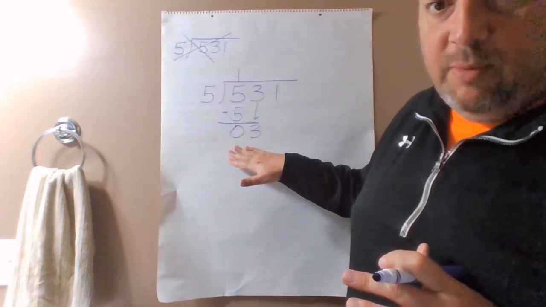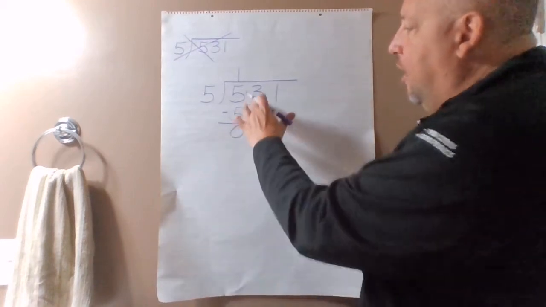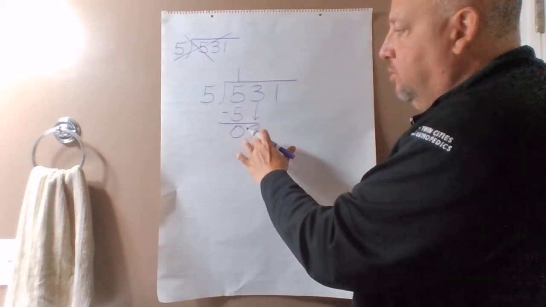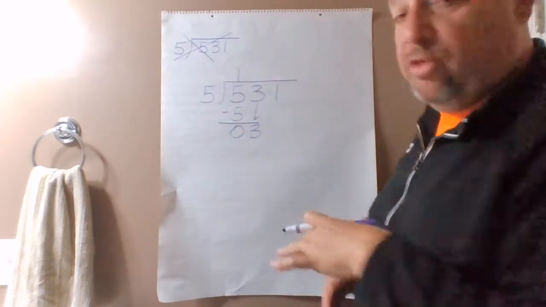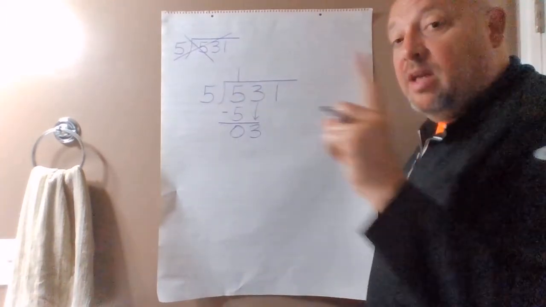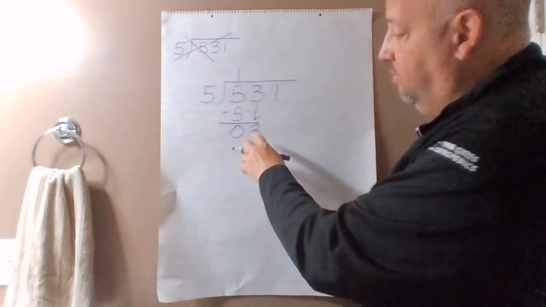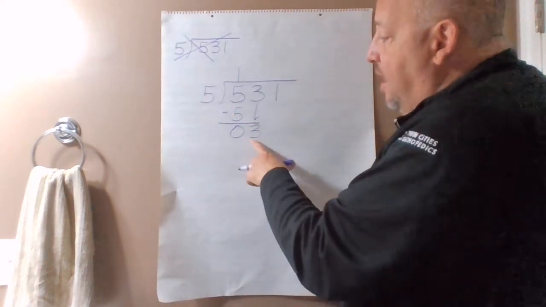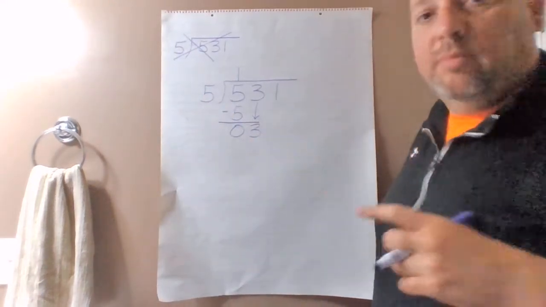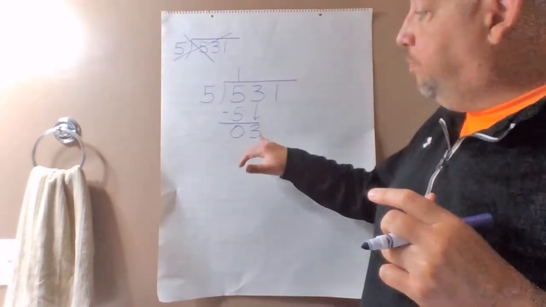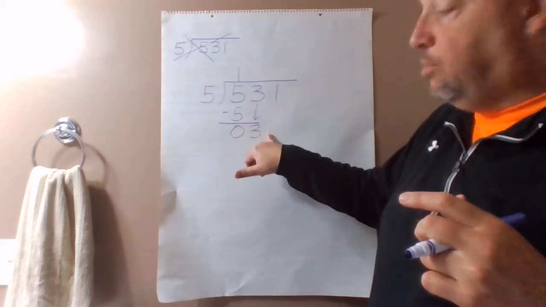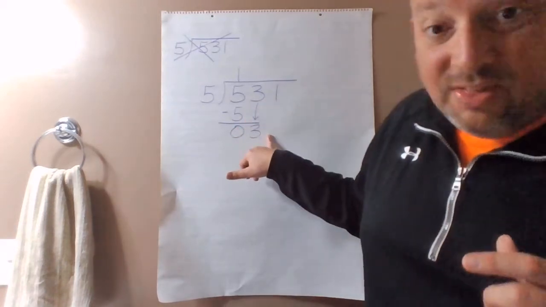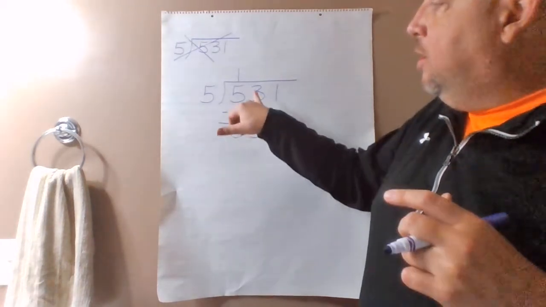Here's the part that I want to talk to you about today. So after I bring down, my next step is to start over. I go back up and I'm going to go through all the steps again. Some of you have been tricked by this. You're thinking, how many fives are in 3? 0. So some of you are thinking, oh, I can't take any fives out of 3, I'm going to bring down the 1. That's not the order of our steps, though.